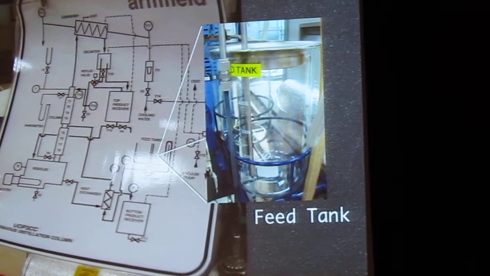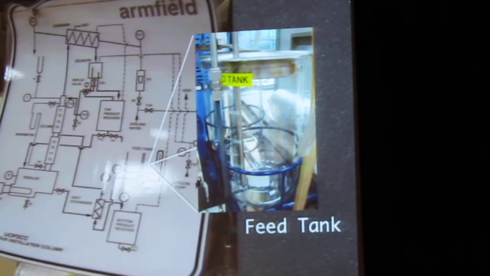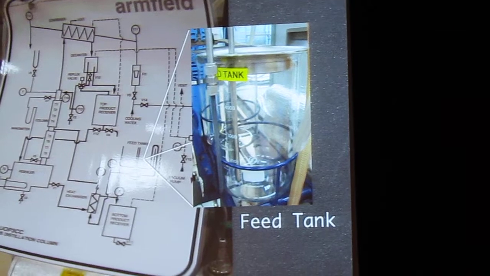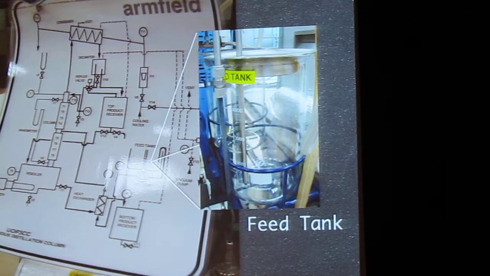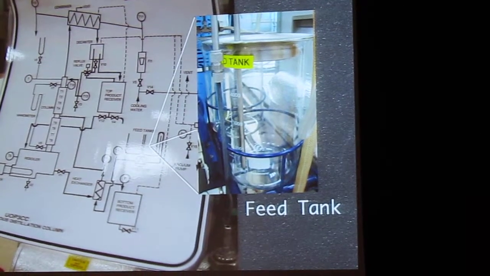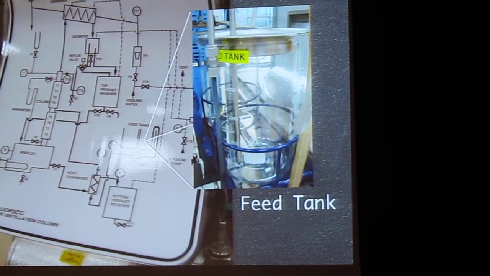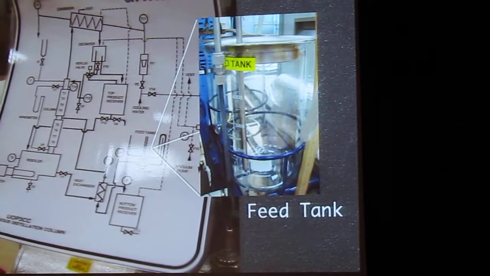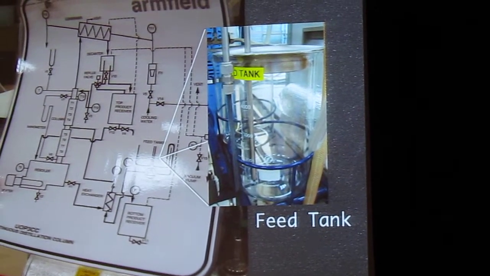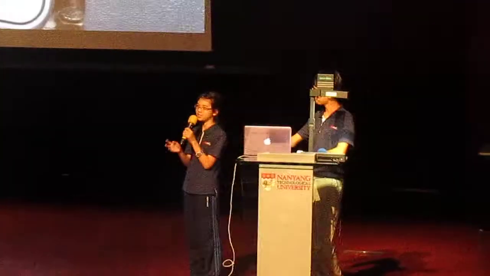First of all, the thing that you need to know about a distillation column is the feed tank. The feed tank is this glass beaker that holds the original feed. Feed is the component that you need to distill. Crude oil is the thing that you need to distill, so crude oil is the feed.